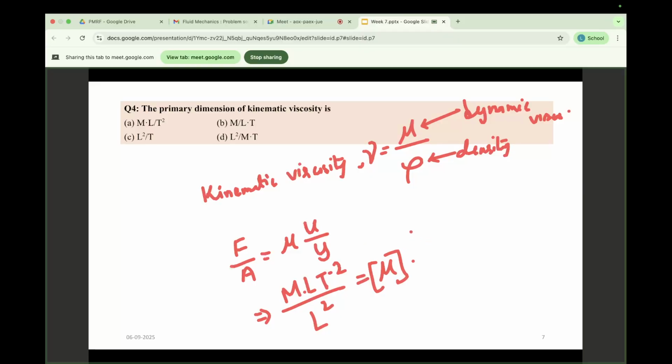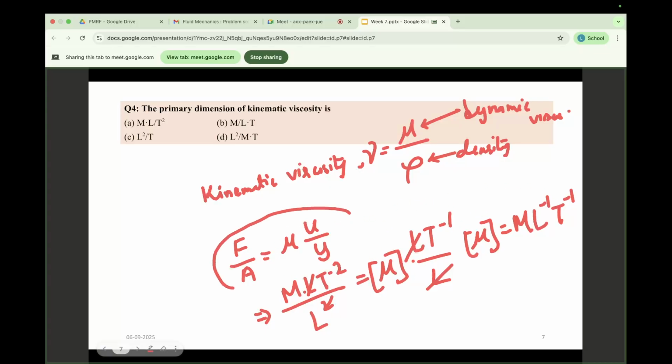This u is L by T, and y is L. So I can cancel L. One L is cancelled, so one T is left, right? So what I will get, this mu is M L inverse T to the power minus 1. So remember this formula. This is basically the formula derived from Newton's law of viscosity. So from this we got mu.